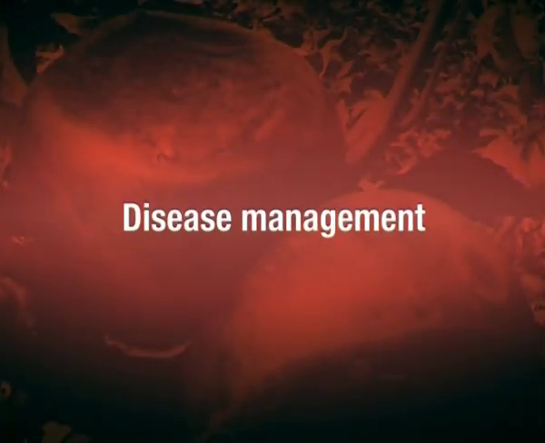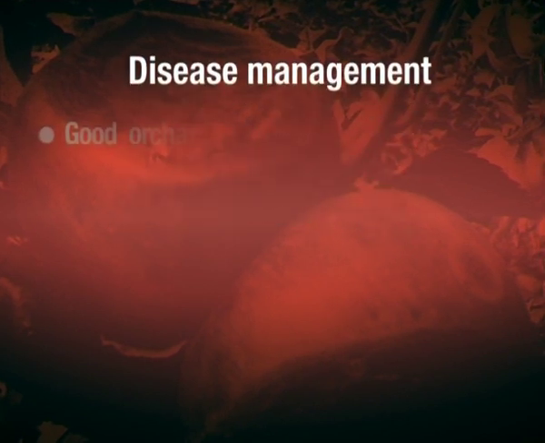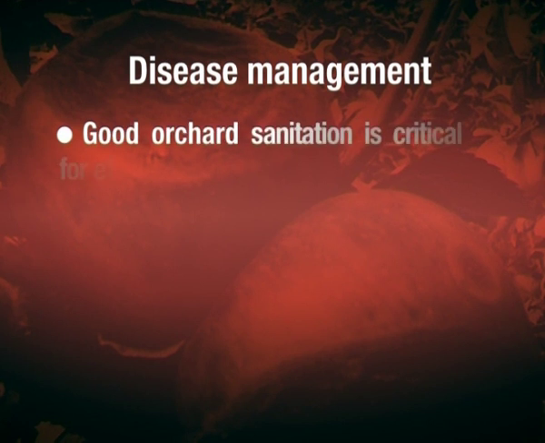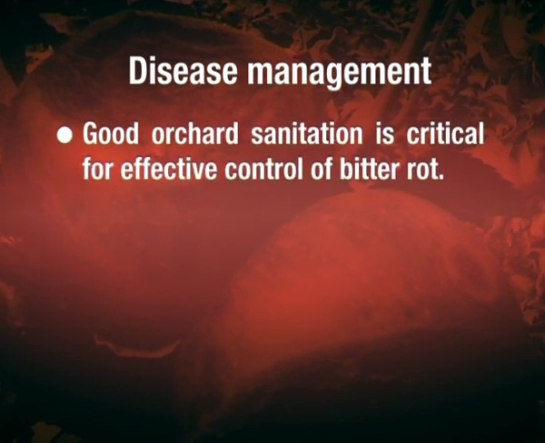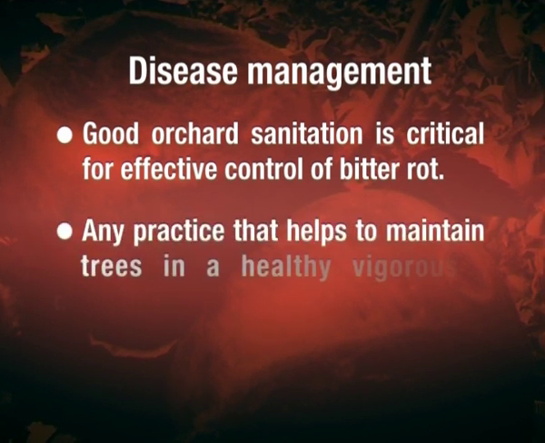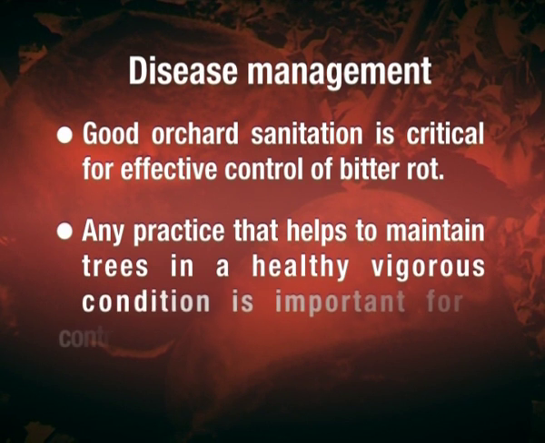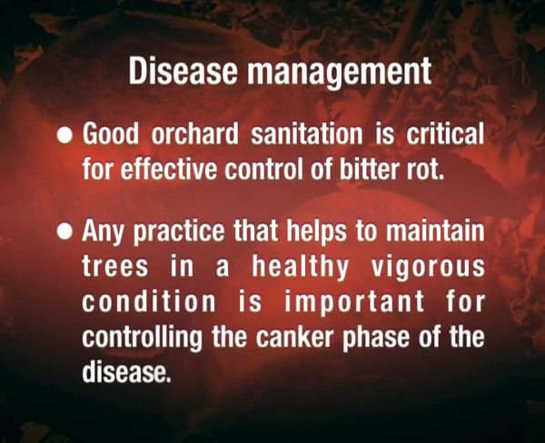This disease can be managed by the following ways. Good orchard sanitation is critical for effective control of bitter rot. Any practice that helps to maintain trees in a healthy, vigorous condition is important for controlling the canker phase of the disease.